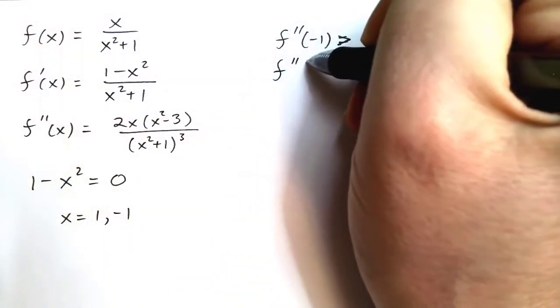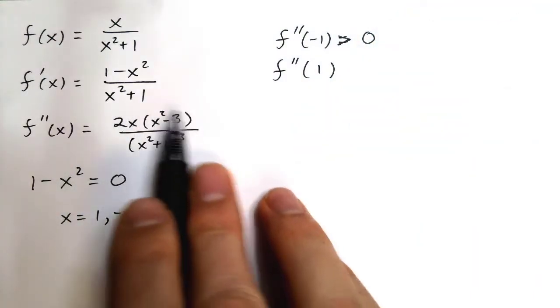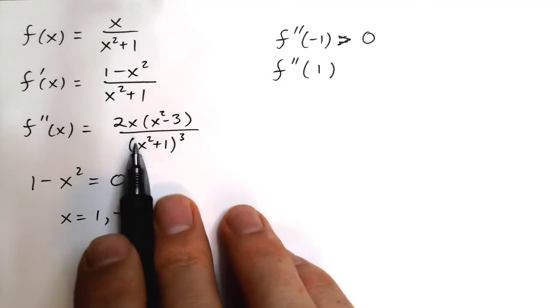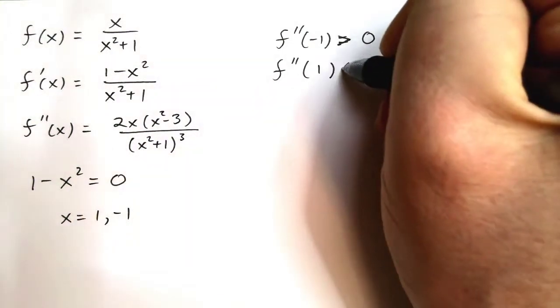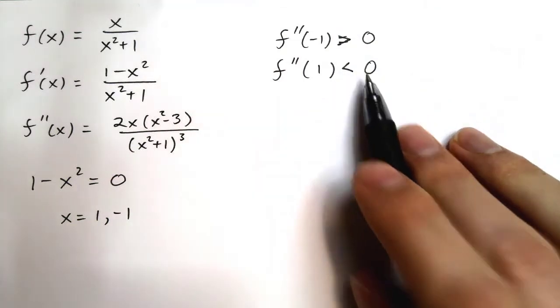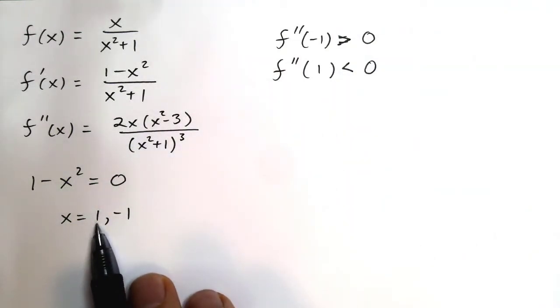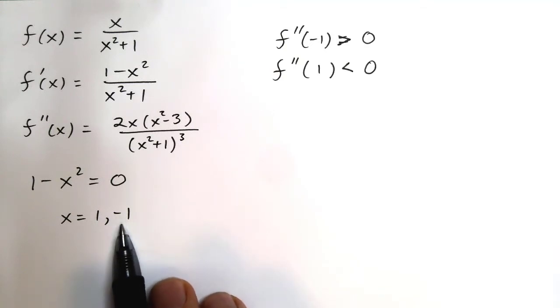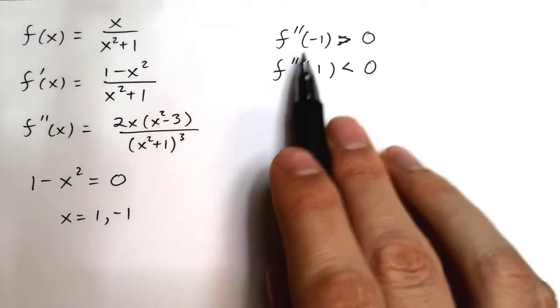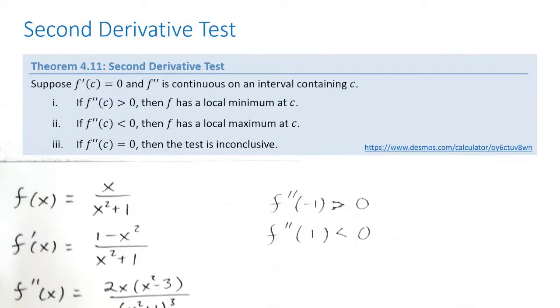And what about at 1? If I plug 1 in, I get 2 times -2 divided by something positive, and so the whole thing is negative. I don't really care what the actual value is. I just need to know the sign. And so we have a number, let's go to -1, where the first derivative is 0, and the second derivative is positive, and so that corresponds to a local minimum.